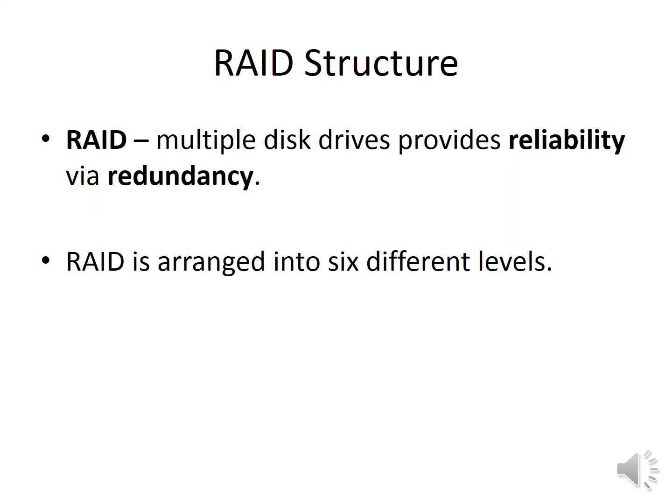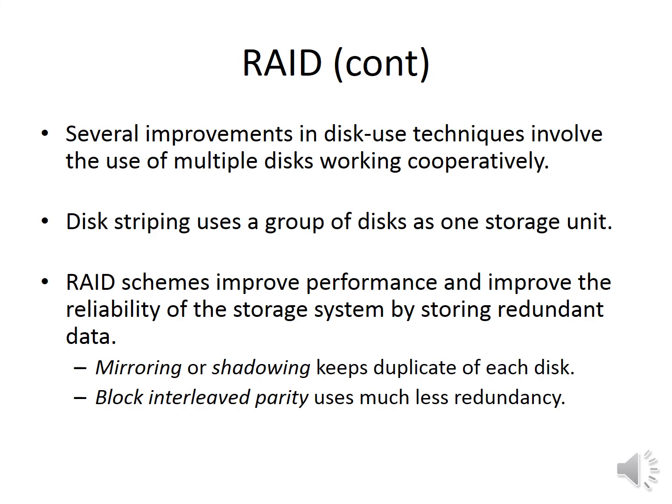RAID structure. RAID, multiple disk drives, provides reliability via redundancy. RAID is arranged into 6 different levels. Several improvements in disk use techniques involve the use of multiple disks working cooperatively. So striping is there. RAID improves the performance and reliability of the storage system by storing redundant data. The famous one is known as mirroring.